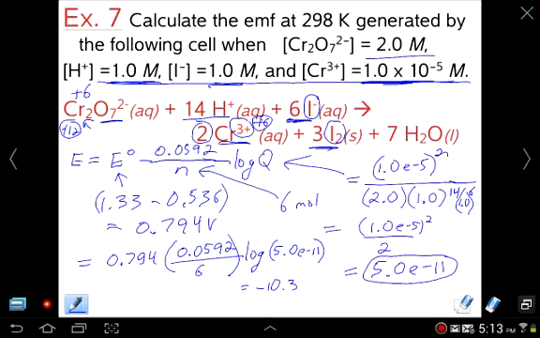0.794 minus 0.0592 divided by 6 gives us 0.007834, which gets multiplied by this log, so you can get rid of this equal sign here. These get multiplied together for a total voltage. That's a bit strange.